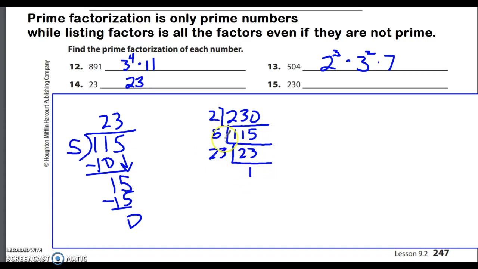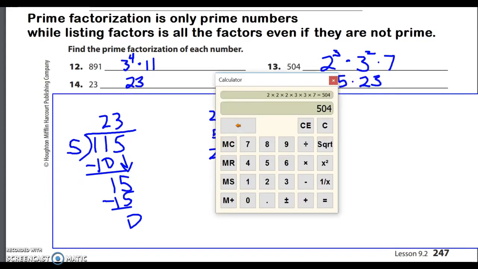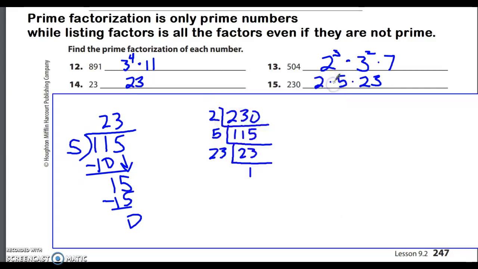It also means that I have my prime factorization. 2 times 5 times 23. There's no exponents here because none of the numbers were repeats. I'm going to check my answer. 2 times 5 times 23. That should make sense because it's going to be 10 times 23 is 230.